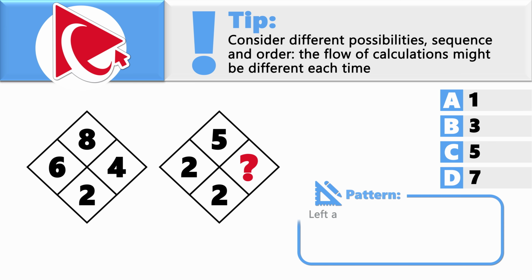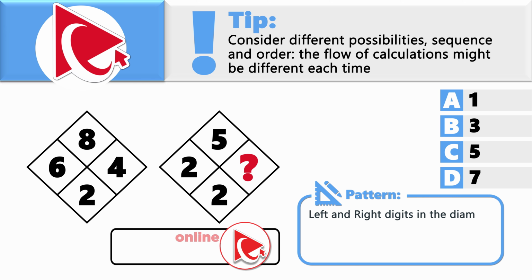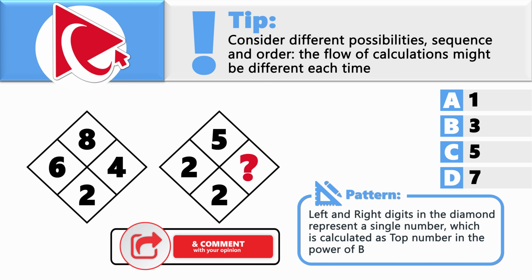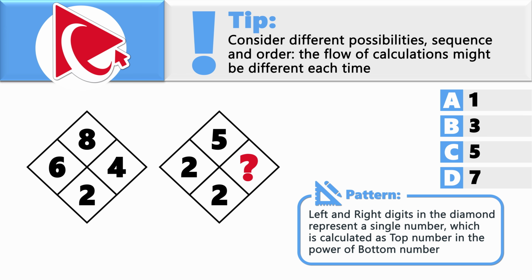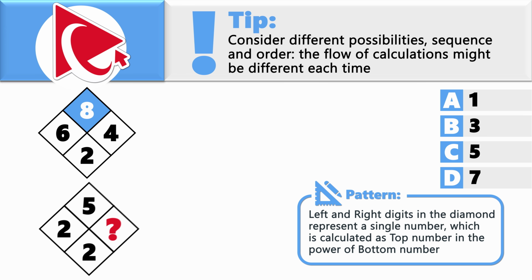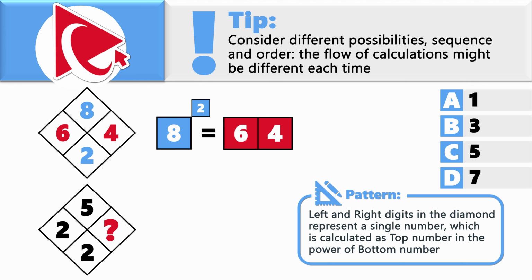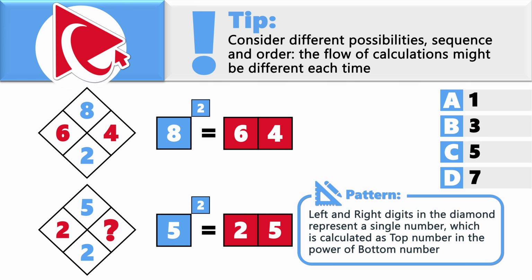The pattern here is that the left and the right digits in the diamond represent a single number, which is calculated as a top number in the power of the bottom number. Let's look at the example. For example, the top number in the left diamond is 8, and the bottom number is 2. 8 in the power of 2 is 64. Now let's look at the missing value. 5 in the power of 2 is 25. So the correct answer here is choice C, 5.